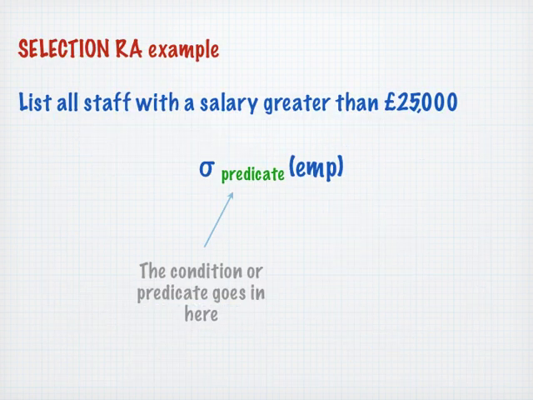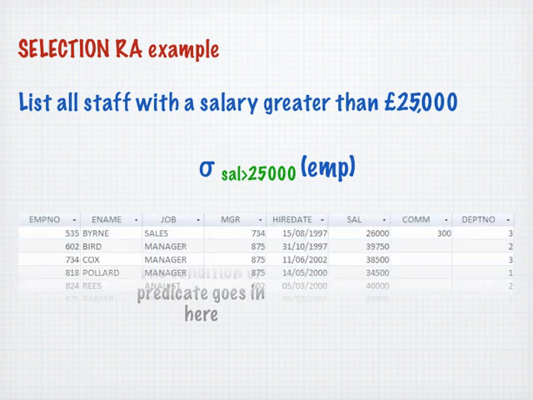So let's go back to the example then. Our example says list all staff who have a salary greater than 25,000. Now in this instance, we know it's the emp table, so our predicate is going to have to describe a situation where we only want to include people whose salary is greater than 25,000. And that's how we do that there. Now the important point to note here is of course that you must use the name of the column. And the name of the column is sal, not salary. If you use salary, the database wouldn't know what column you're actually referring to. So we have to be quite precise about the names of the columns.